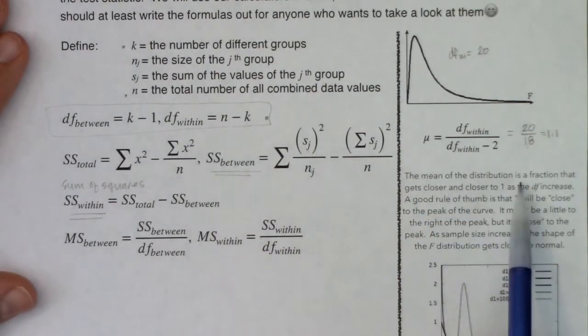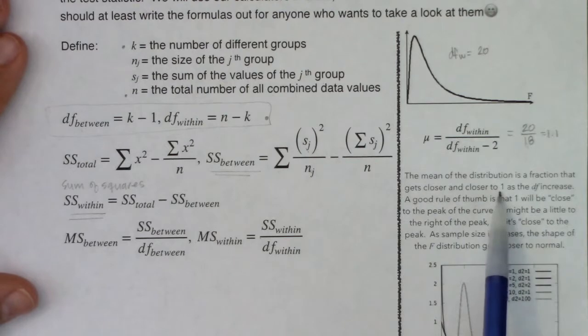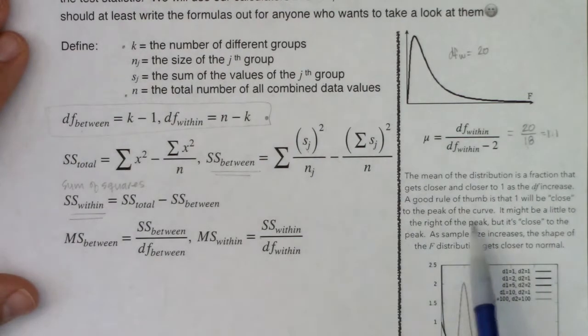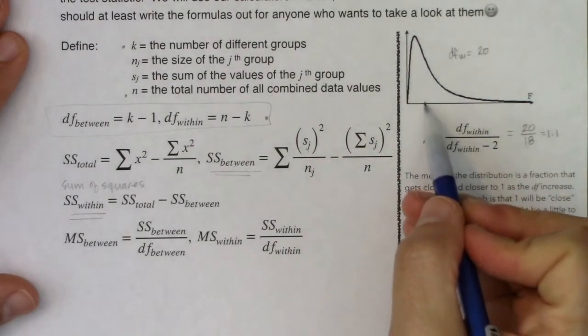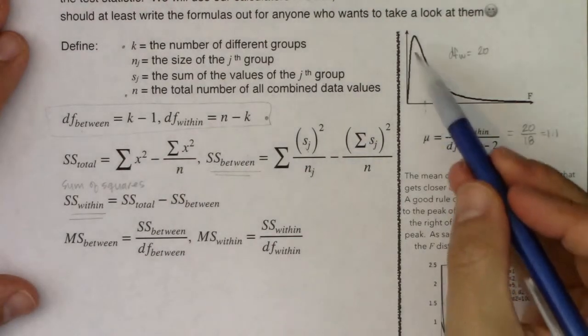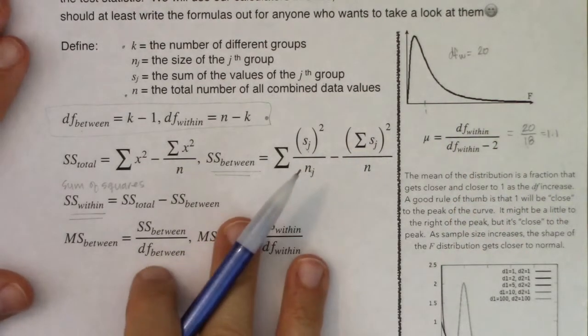All right, so the mean of the distribution is a fraction that gets closer to 1 as degrees of freedom increase. A good rule of thumb is that 1 will be close to the peak of the curve, so somewhere around here, all right? But it might be a little to the right of the peak. It's close to the peak, all right? As sample size increases, the shape of the F distribution gets closer to normal. So this is your basic F distribution. That's what most of them look like.